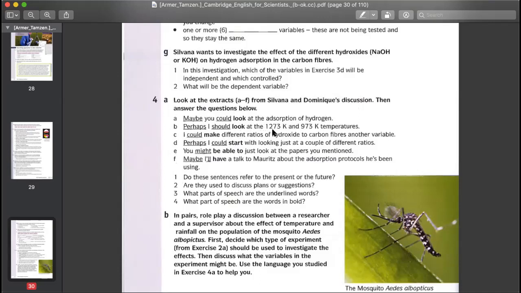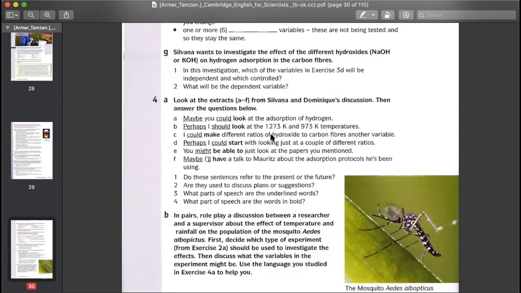For example, here we have: maybe you could look at the absorption of hydrogen. Perhaps I should look at the 100 to 73 kilogram and 973 K temperatures. I don't think this K is a kilogram, I can just leave it, because we have here temperatures. Okay, I could make different ratios of hydroxide to carbon fibers, another variable.